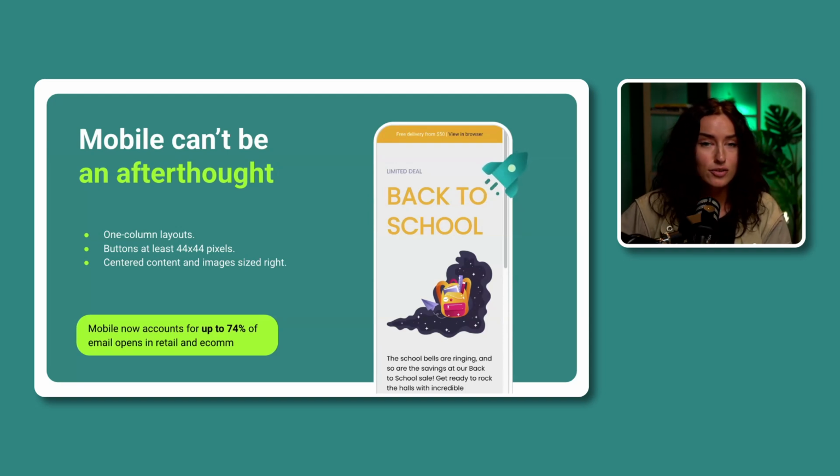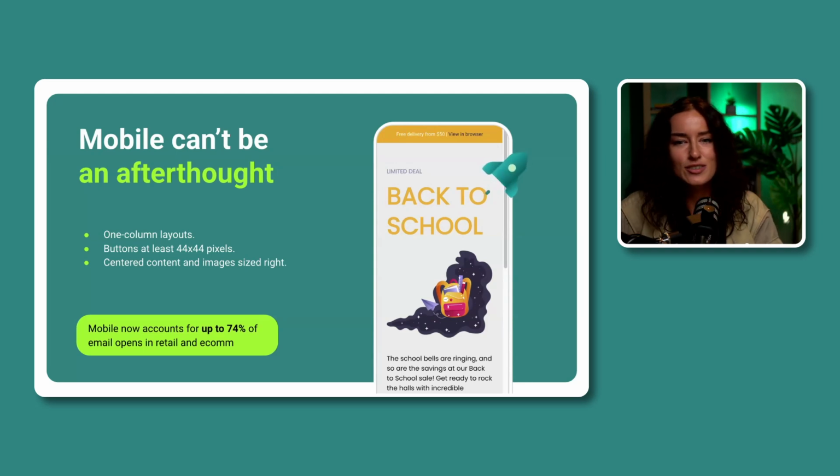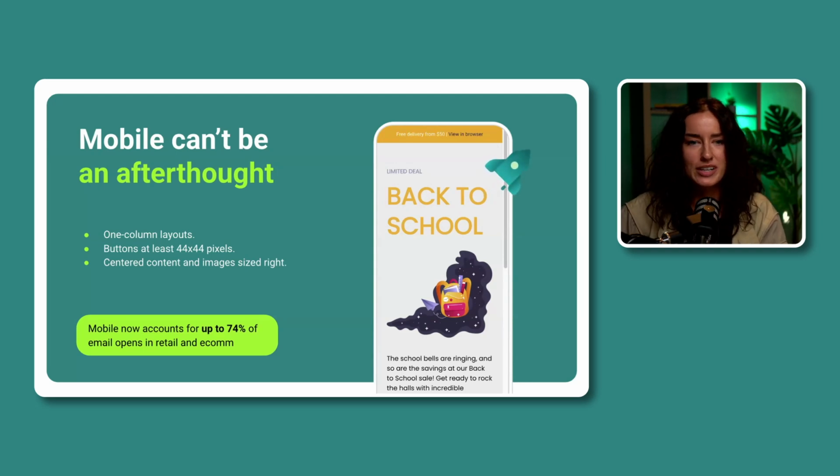And here's what you have to do. Stick to one-column layouts. Two or three columns on mobile just get messy and often break. Make your buttons big enough to tap, because we, of course, use mostly our thumb to scroll and click. So at least 44 pixels would be great.